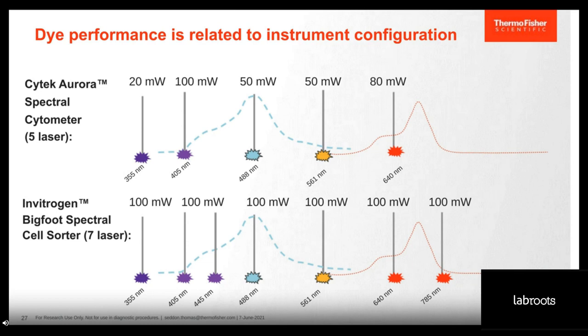The Bigfoot has these 100 milliwatt lasers across the spectrum, and if you go to the 7 laser configuration, you have these additional lasers. So really thinking about, if you're designing for dye performance, where is the cross-excitation, and does the brightness of some of these affect that process?